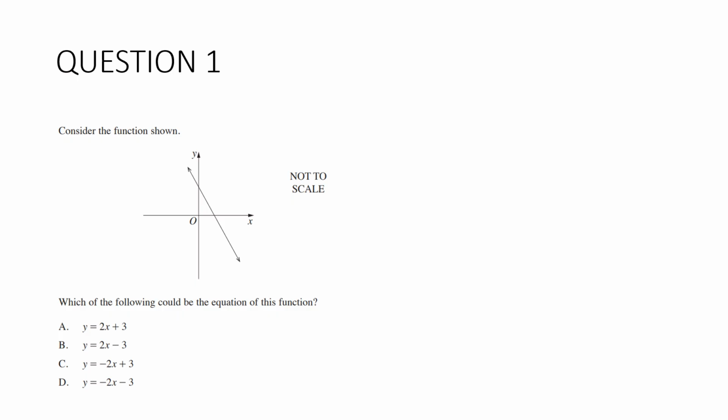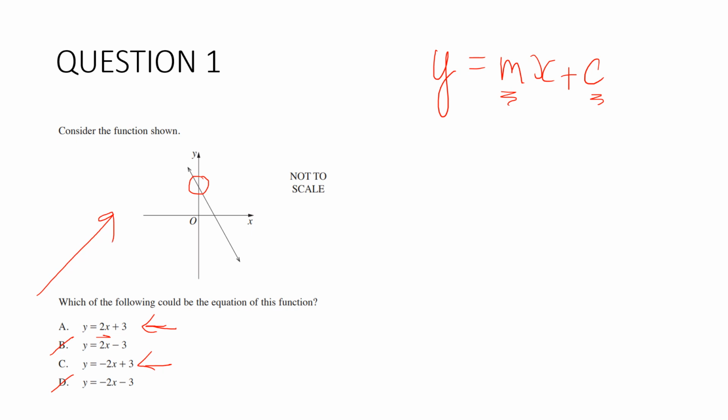Question 1. Consider the function shown. Which of the following could be the equation of this function? So of course we're looking to model this with y = mx + c, where m is the gradient and c is the y-intercept. We can see that the y-intercept is positive, so that's going to knock out B and D. The difference between C and A is the gradient. With A, the gradient is positive, so it goes up from left to right, and with C, the gradient is negative, goes down from left to right. We can see that this line goes down, so our answer is C.